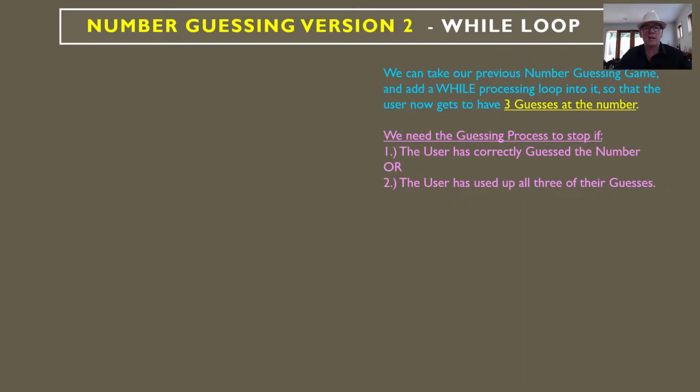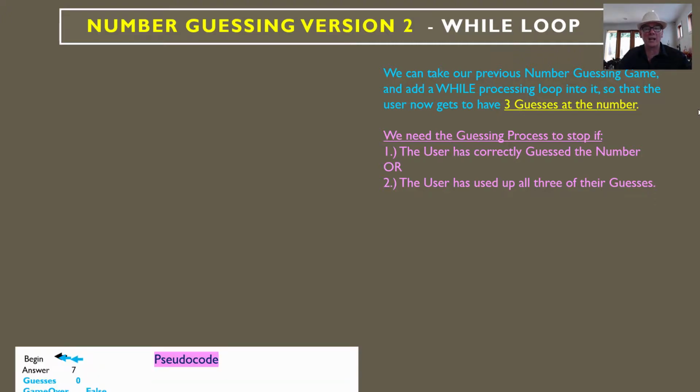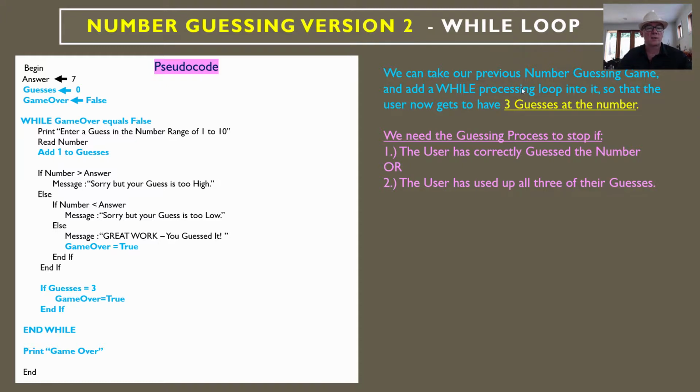So we're going to take our number guessing game now, and we're going to use a while loop so that they get the 3 guesses. So the guessing process, though, will stop if they have actually guessed the number. We don't want to keep going 3 times. If they guess it the second time through, we just want to stop everything. And we only give them 3 guesses. So we're going to have a number guessing game now that's not 1 guess, but they can actually have 3 guesses. So this is a pseudocode.